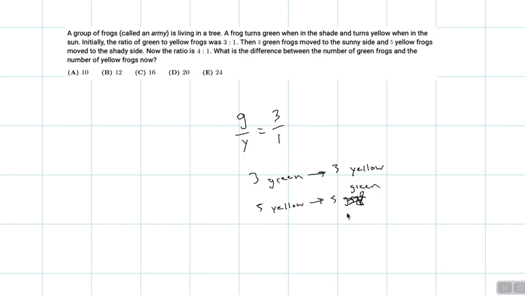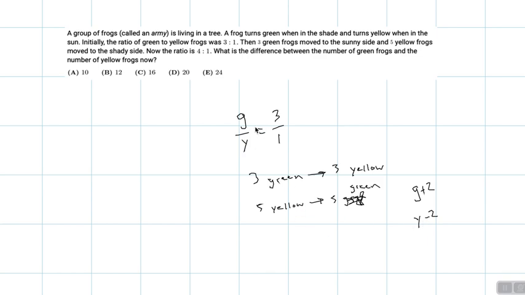So here, what happens is you lose these 3 green, but you gain 5 green. So there is a net gain of 2 green frogs in the new number of green frogs. We lost 3, but we gained 5. With the yellow, we gained these 3 yellow frogs, but lost 5 yellow frogs. So the difference in the yellow frogs is that we lost 2.